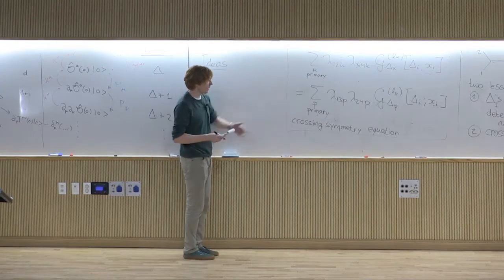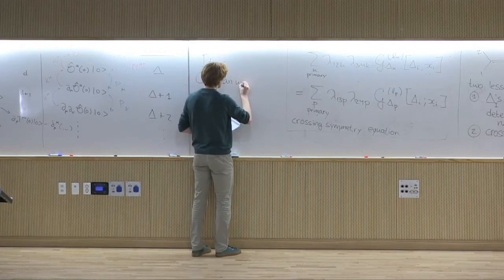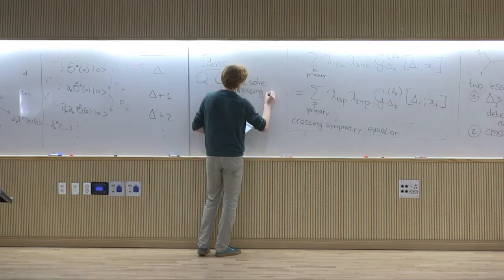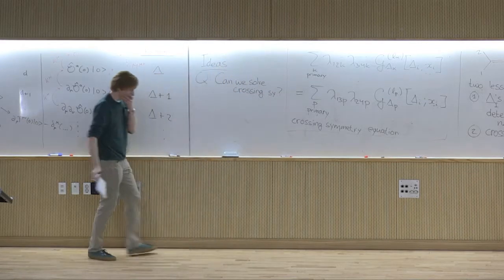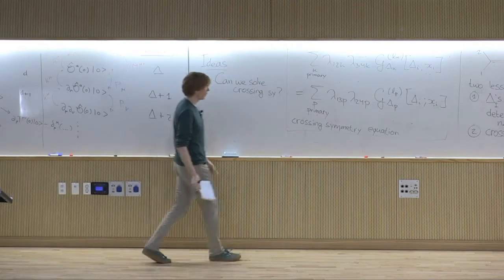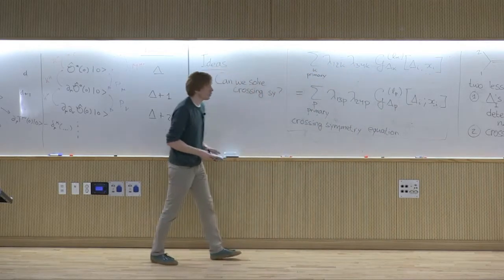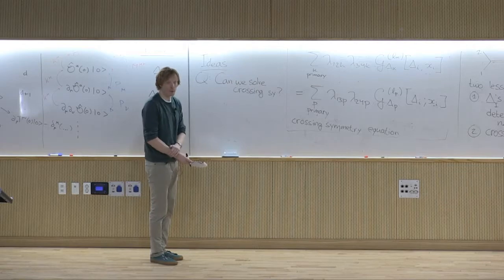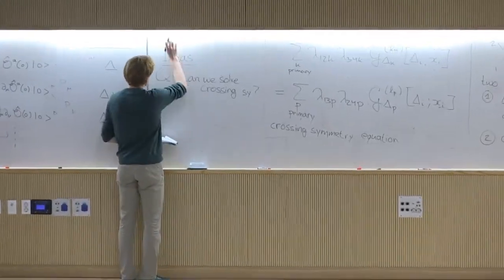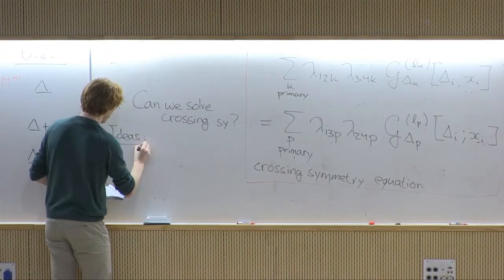So a question that naturally comes to mind, once you have these crossing equations and you look at them, is can we solve them? Would this give us an avenue towards computing the OPE coefficients or the 3-point function coefficients and the scaling dimensions in a general conformal field theory just from solving these equations? So that's the question. And what I wanted to say is, let's think of a few ideas.